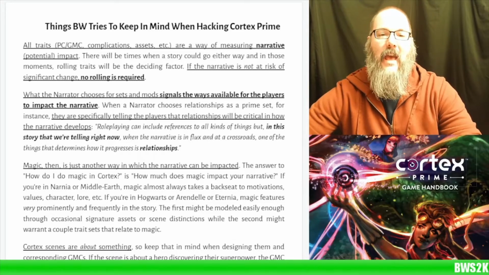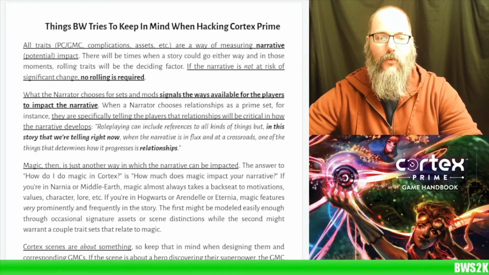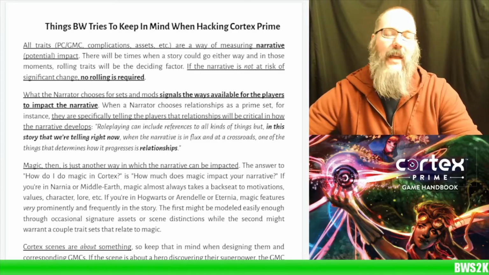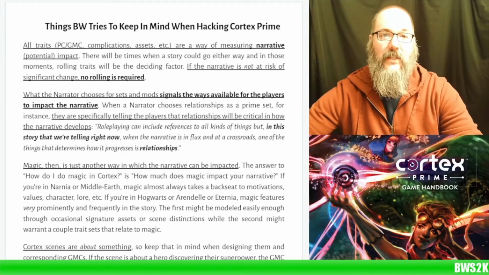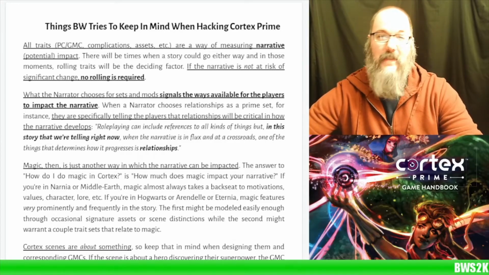I wanted to take some time and go over a Google Doc that I've been building and writing for several months now, with a lot of the basic Cortex theory that I use and apply and think about when I'm designing something. Others may do it differently. This is not a definitive case for anything.